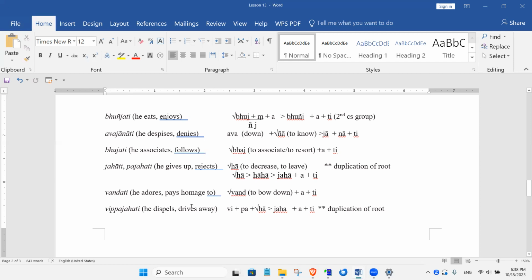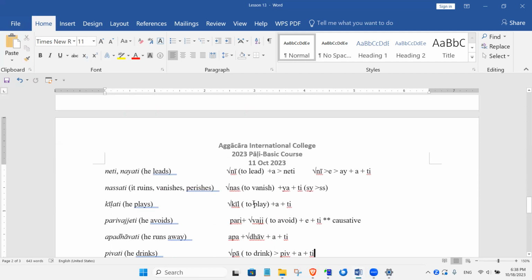So vipajahati. This one is the same as this one, but you've got the prefix vi plus pa. Ha becomes jaha plus a and t. So vipa ha becomes vipa jaha and t. All right. So let me finish here.